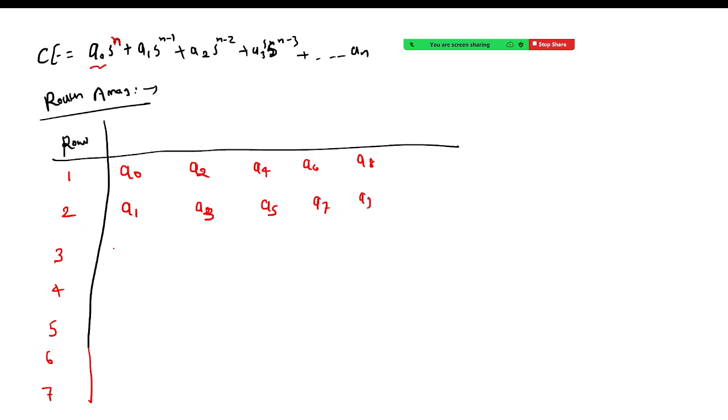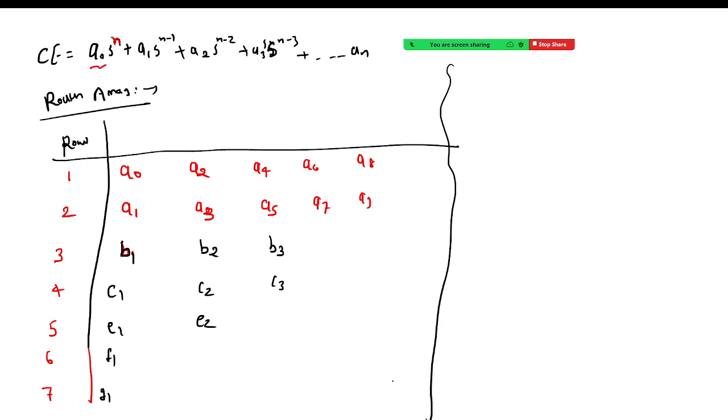Now here you have to write B1. I'll tell you how you can calculate B1, B2, B3, right? Here you can write C1, C2, C3. Here you can write E1, E2, right? Here you can write F1 and G1. This is the basic model of the Routh array. Now, since the values of a naught, a2, a4, a6, a8 will be given in the problem, these two rows will be given. The aim should be to calculate the value of B1 first.